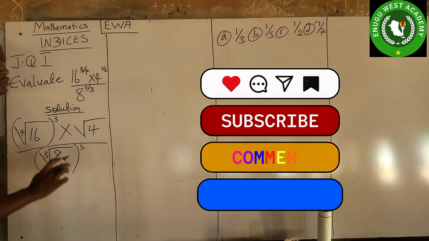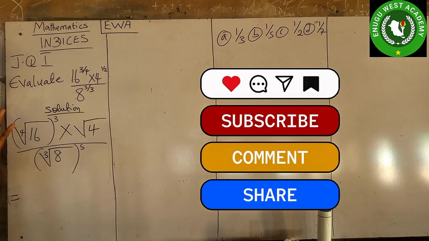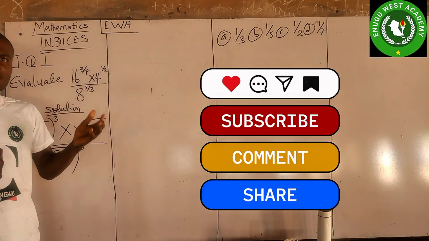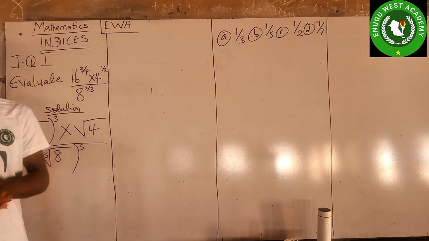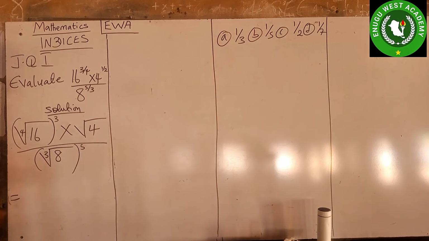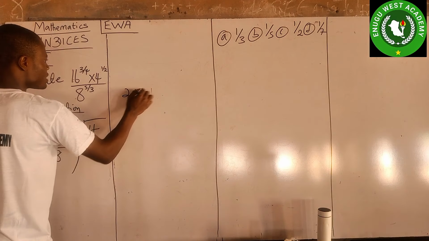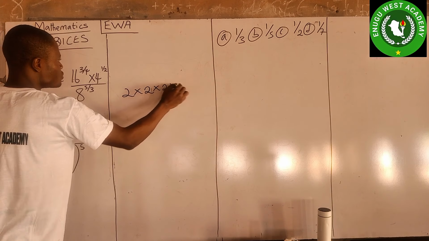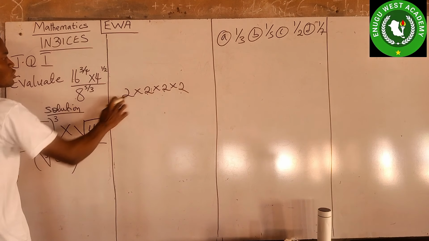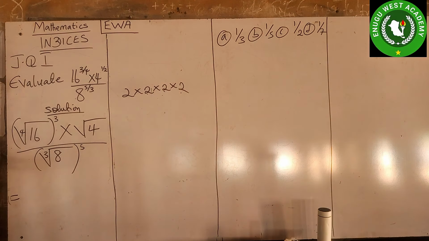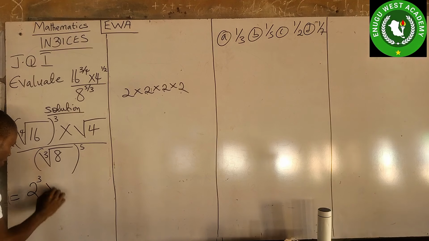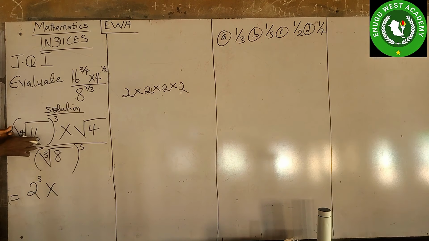Now, what is the 4th root of 16? What are the numbers that, if you multiply them 4 times, will give us 16? Now, if we check 2 times 2 times 2 times 2, which is 1, 2, 3, 4. Let's check. 2 times 2 is 4. 4 times 2 is 8. Times 2, 16. Meaning that the 4th root of 16 is 2. So it will be 2 raised to power 3 times the 4th root of 16, which is 2.